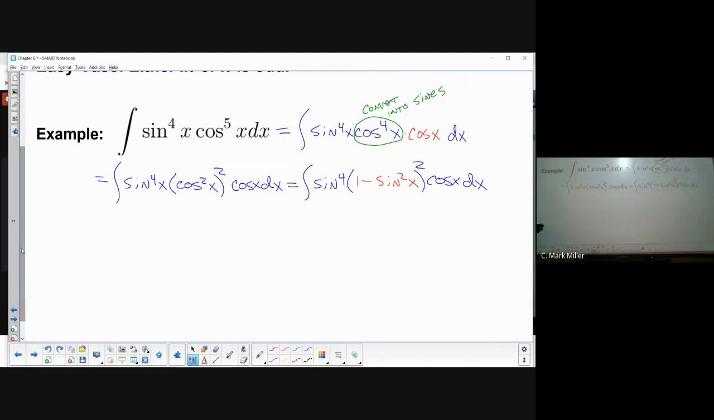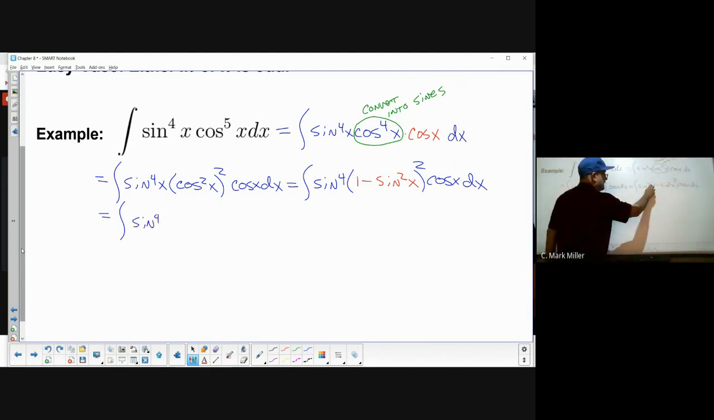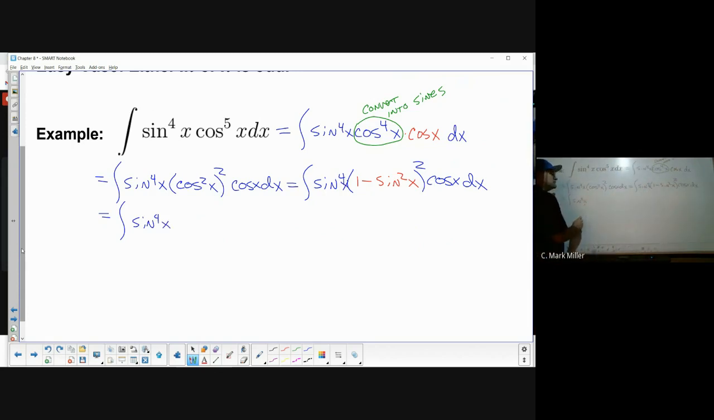Now, believe it or not, we're going to have to multiply all this stuff out. Oh, there's an x missing right here. That red stuff squared is what?